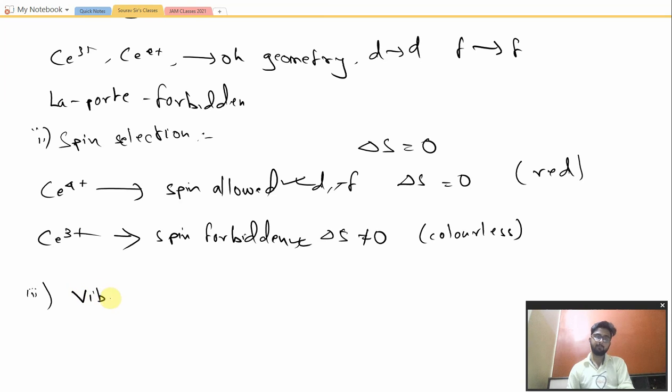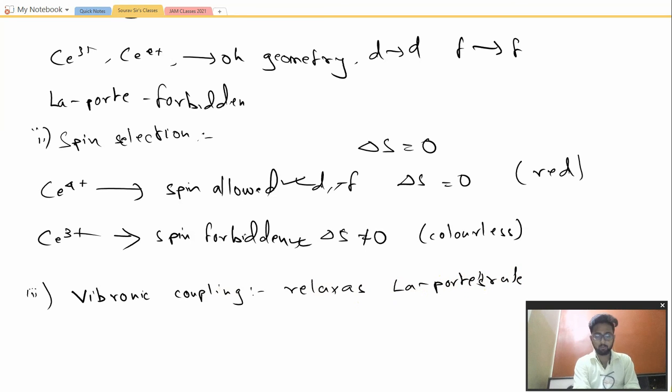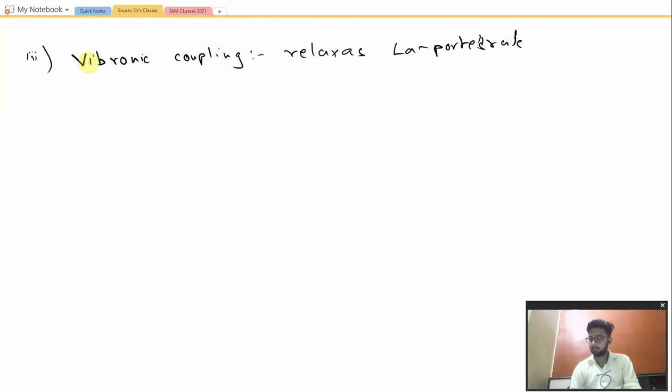And the last factor that we have here is vibronic coupling. This is the most contributing factor, and this factor relaxes the Laporte rule, which makes the transition forbidden. So let me just scroll this down. What is vibronic coupling? That is the mixing of p, d and f orbitals in a particular atom.